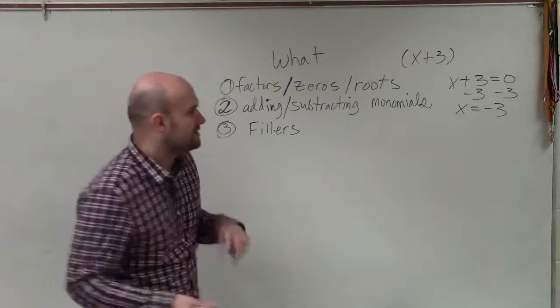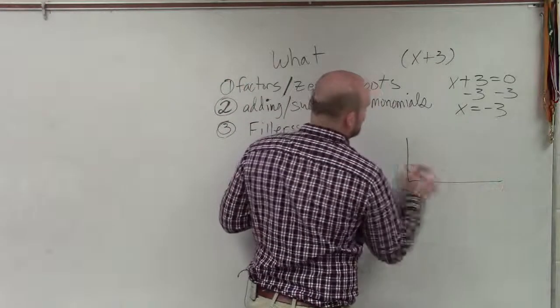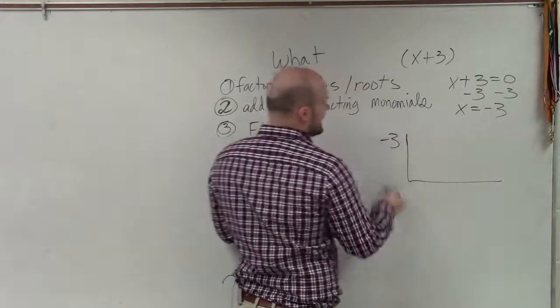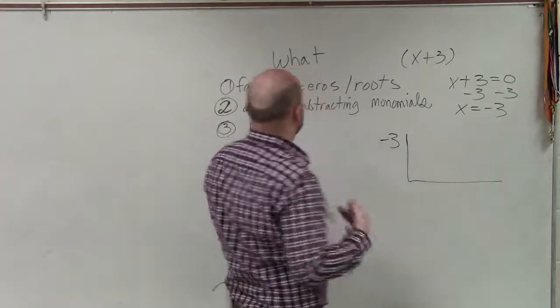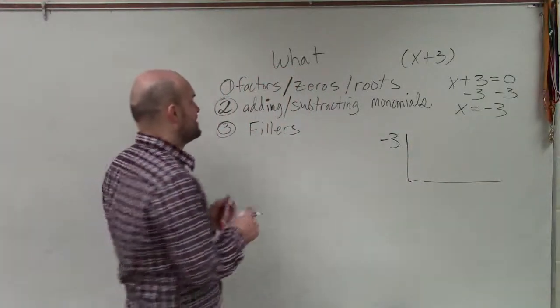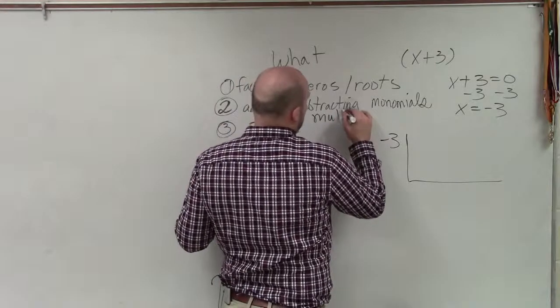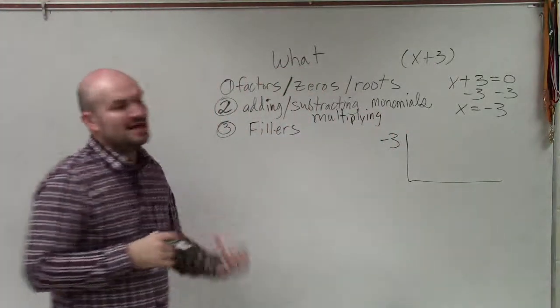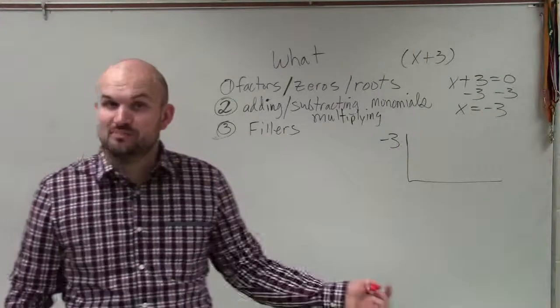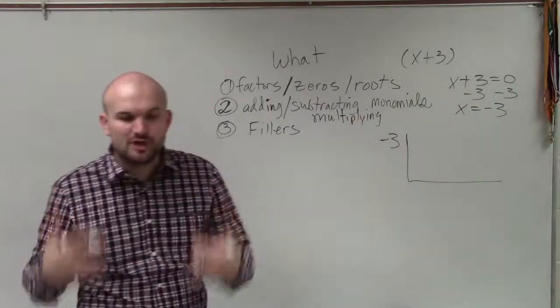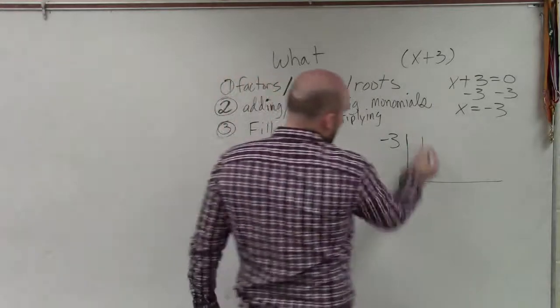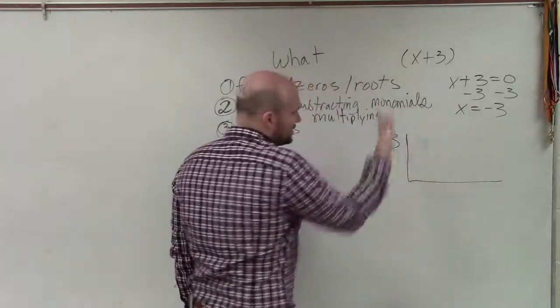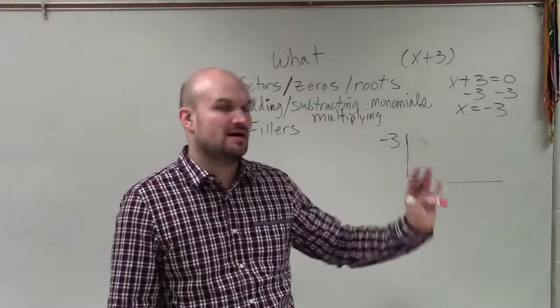The next thing is that when you're doing synthetic division, for instance, we're going to have -3, and you're going to learn the steps of how we do this. But basically what we're doing is adding, subtracting, and multiplying. So you're going to want to make sure you know how to add and subtract polynomials, because we're going to be adding vertically, and we're also going to be multiplying diagonally.